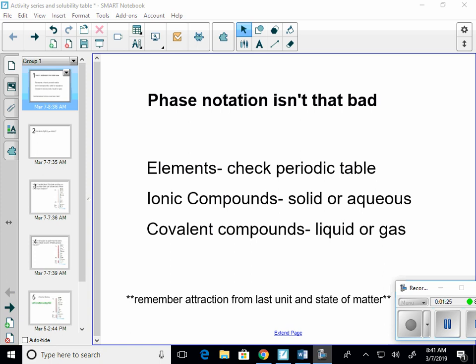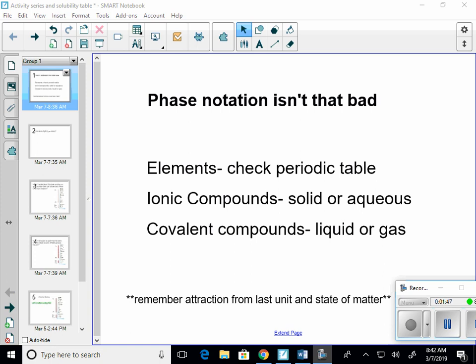So with phase notations, we can narrow things down. When you see water, a lot of times you're going to call it a liquid, and you're probably justified in doing so. If you see carbon dioxide, hey, I breathe out carbon dioxide. It's a gas when I breathe it out. If it's created in a lab and I see little bubbles happening, it's probably a gas there also.